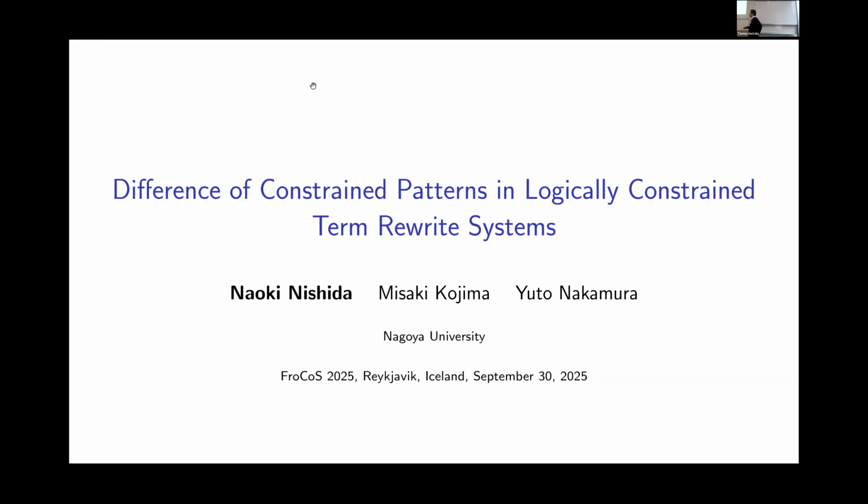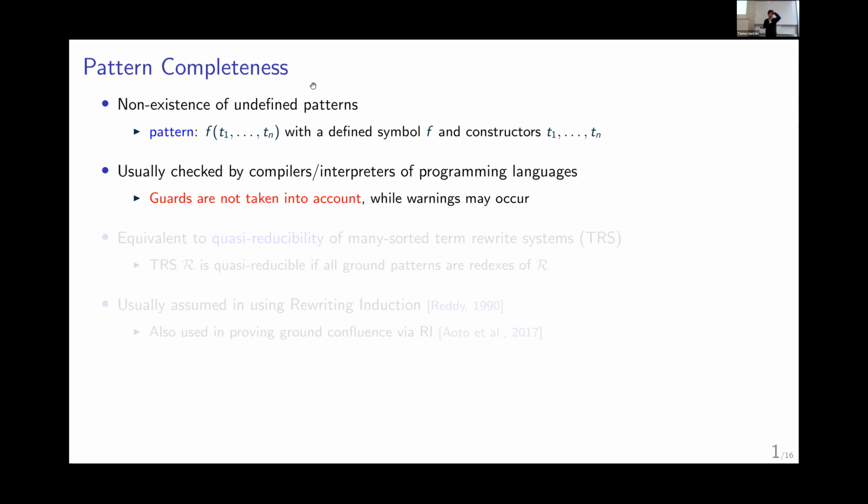I will talk about the difference of constraint patterns used in logically constrained term rewriting systems. This is joint work with Misaki Kojima and Yuto Nakamura. I first talk about pattern completeness, which is the non-existence of undefined patterns. A pattern is a term rooted by a defined symbol, and its arguments are constructor terms.